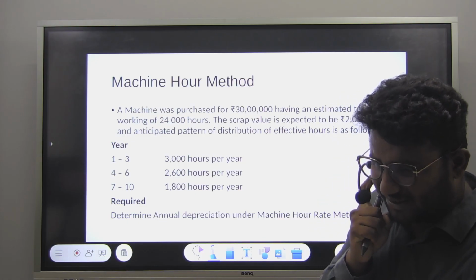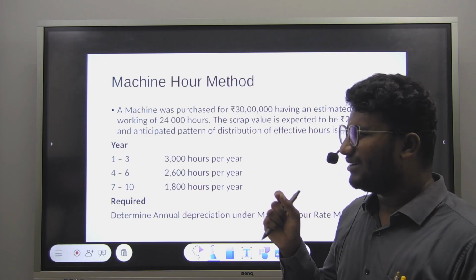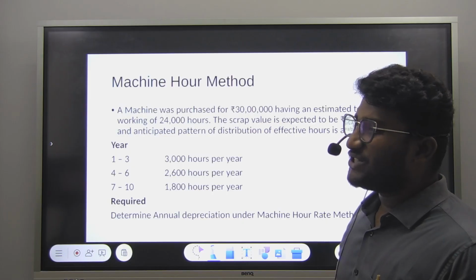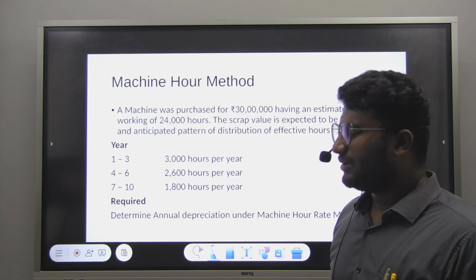So the next method again is a simple one. It includes very basic math. So, machine hour method.